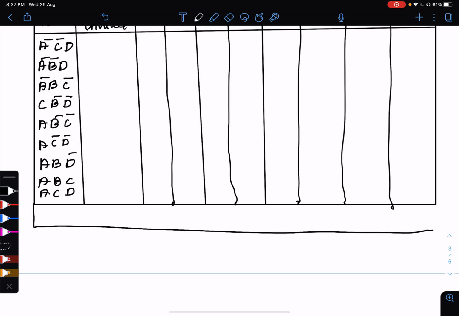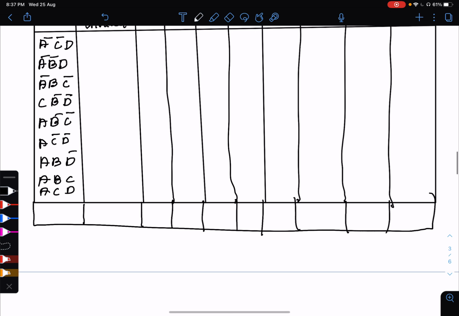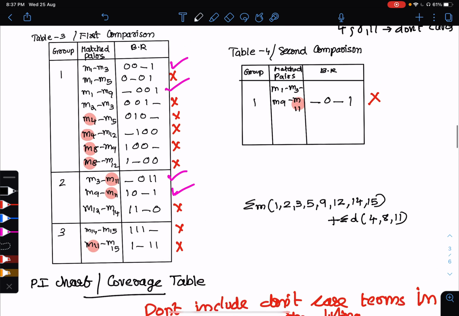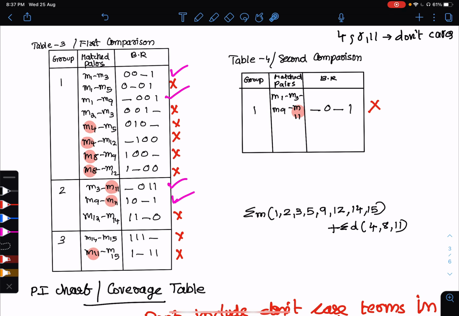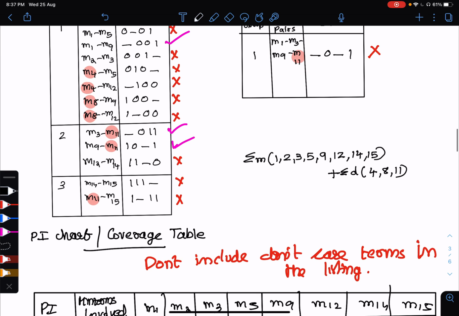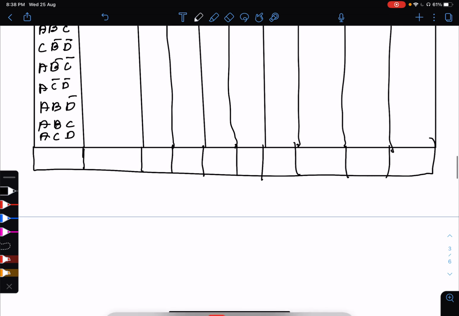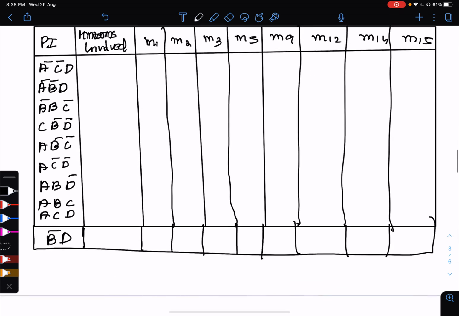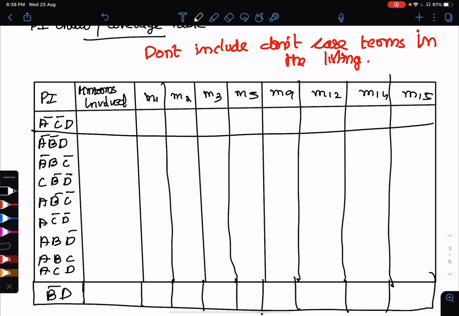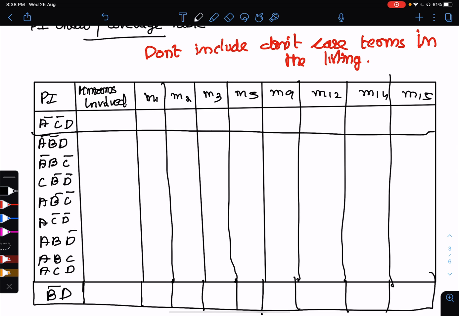One more row we need, that is for the second comparison. This one. So it will be B dash D. I think you all got this. This is how the PI chart is formed.